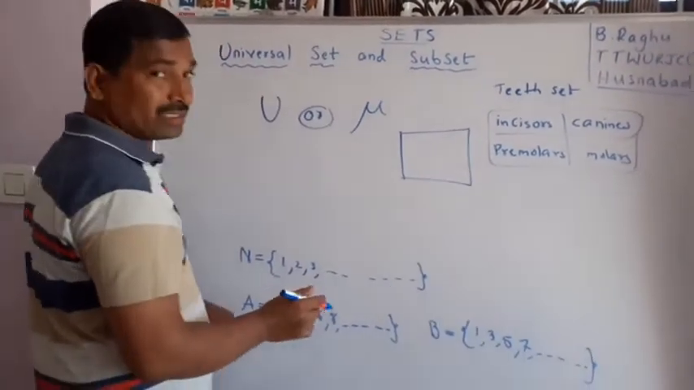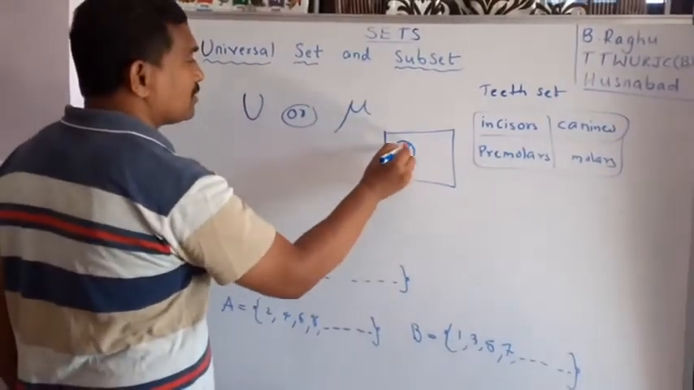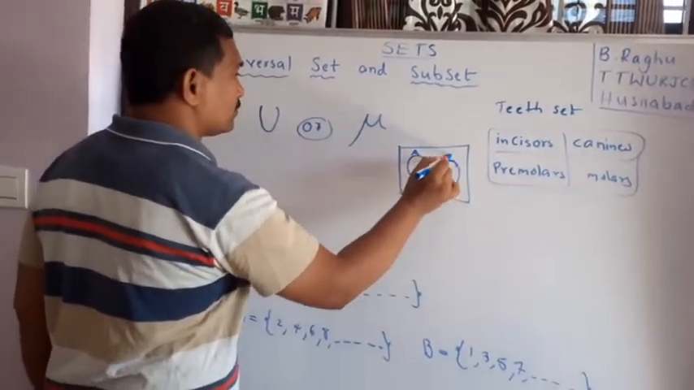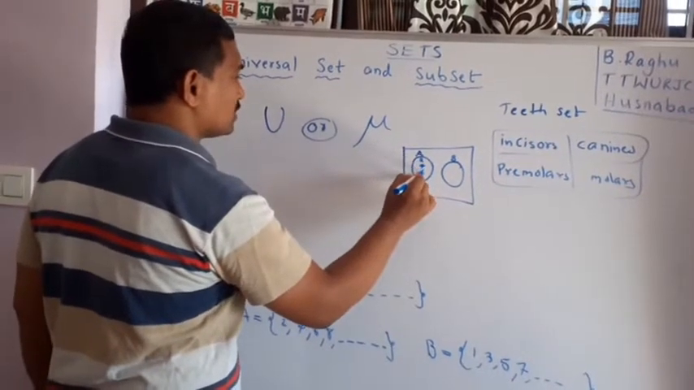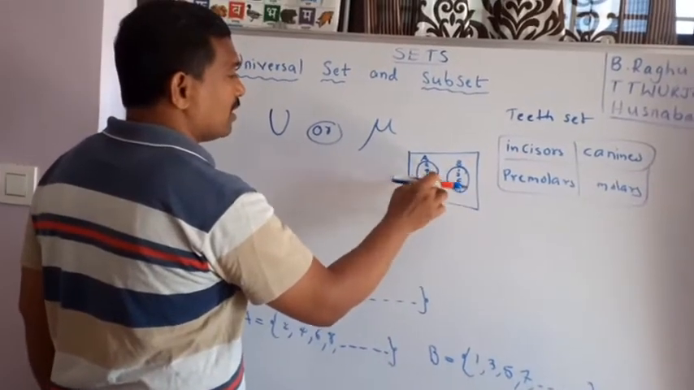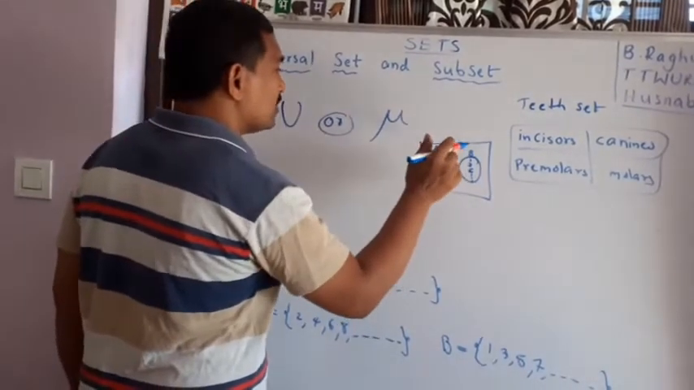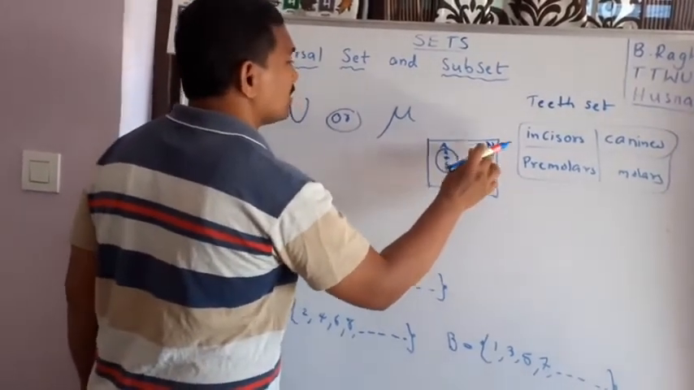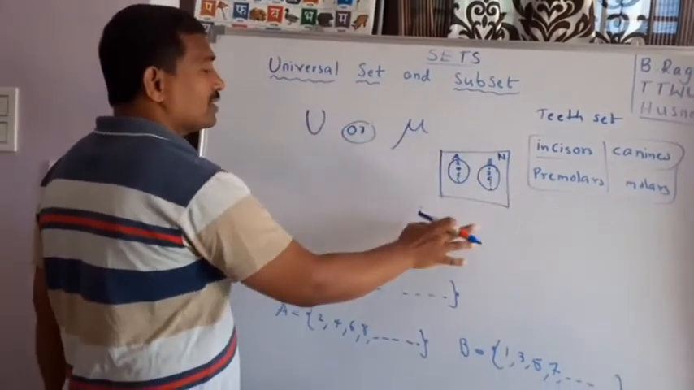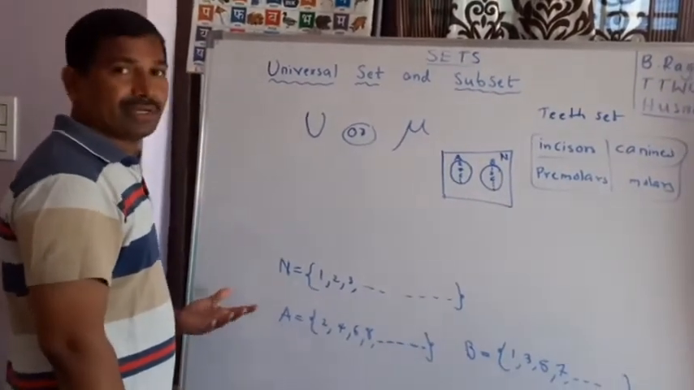This is the set A. Sets are denoted in circular form. This is the set A, this is the set B. Here 2, 4, 6 and 1, 3, 5. These are two sets, and they are within the universal set. Universal means the natural number set. This rectangle represents natural numbers. In these natural numbers, A is one type of set and B is another type of set. Are you getting the universal set?